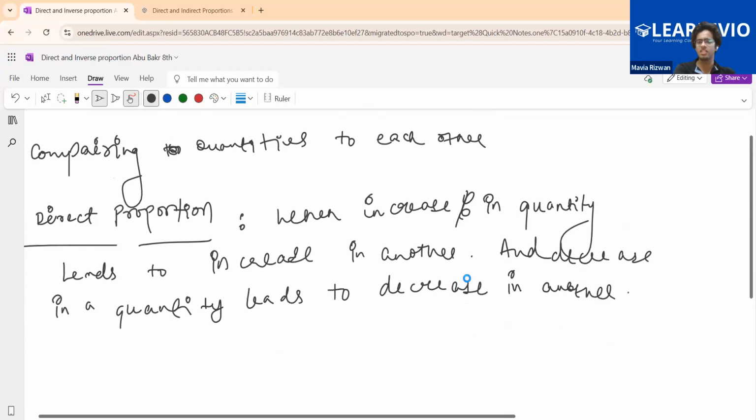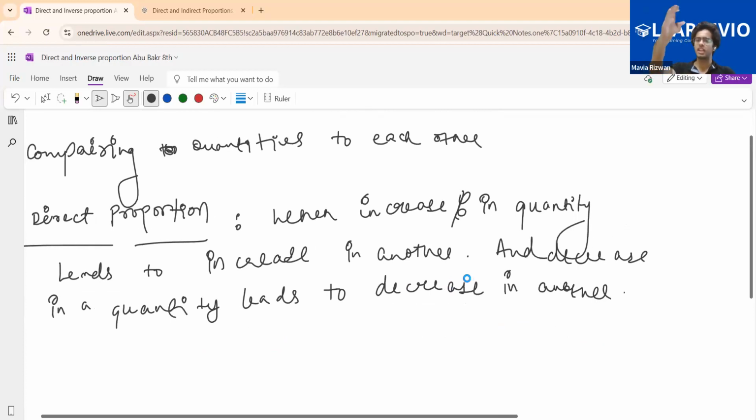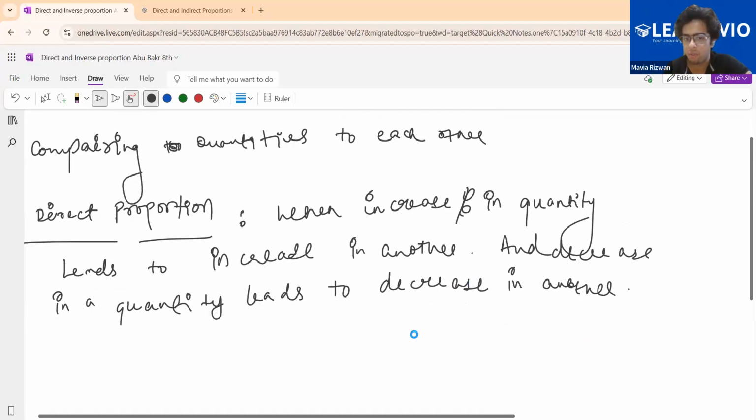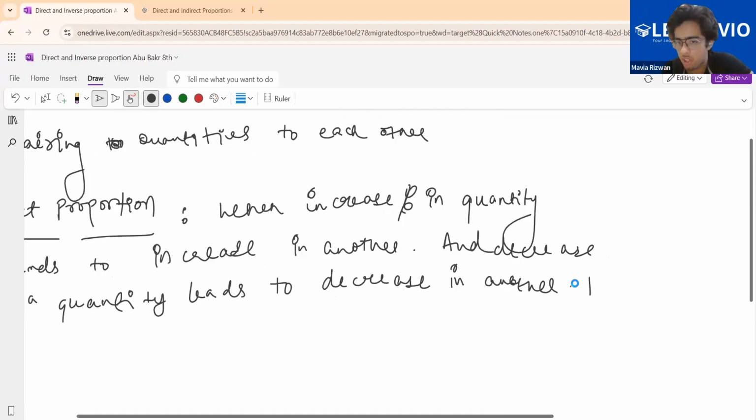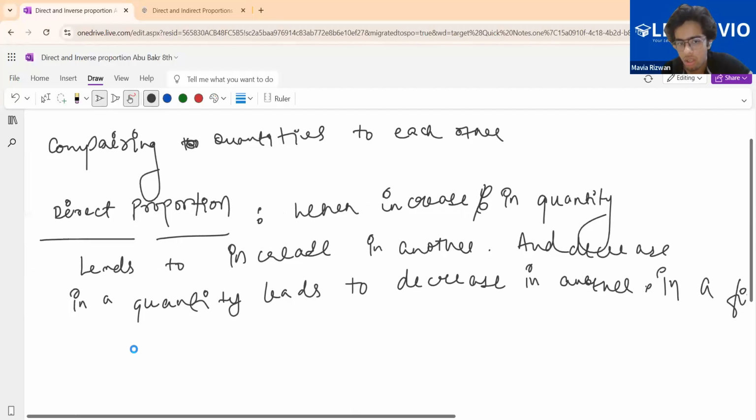When an increase in one quantity leads to an increase in another, or decrease. If there is an increase then increase, if it is decreasing then the other would also decrease. So it is direct. बढ़ रहा है तो बढ़ रहा है, कम हो रहा है तो कम हो रहा है. It is like that. Okay, but we have to add one thing, that in a fixed ratio, in a fixed proportion. Now what is this fixed proportion? I'll tell you this fixed proportion.